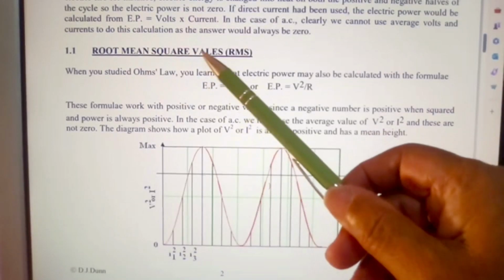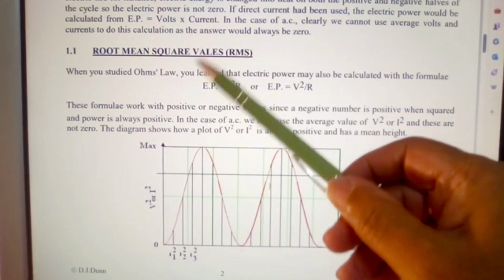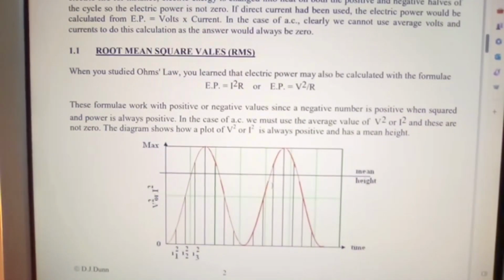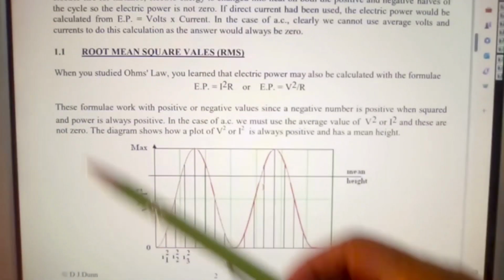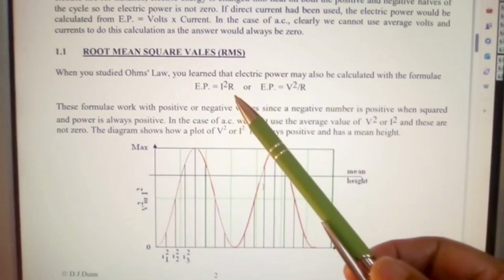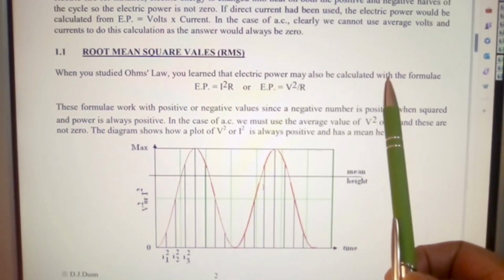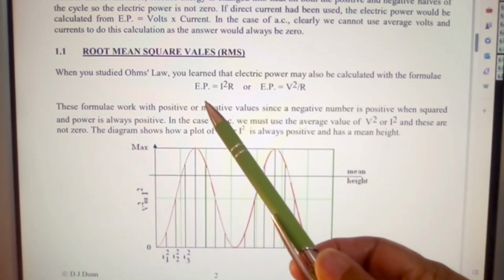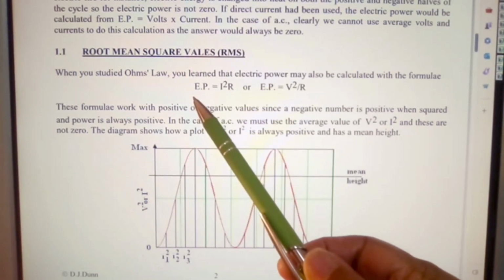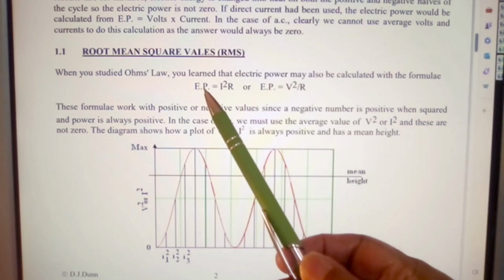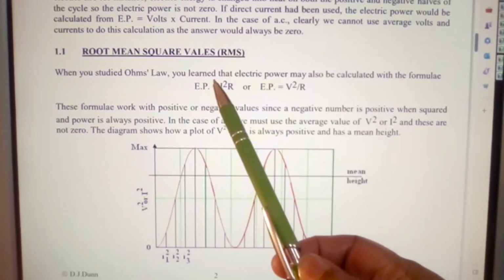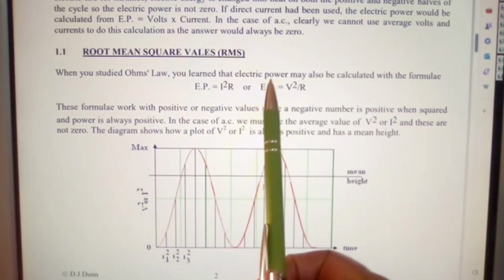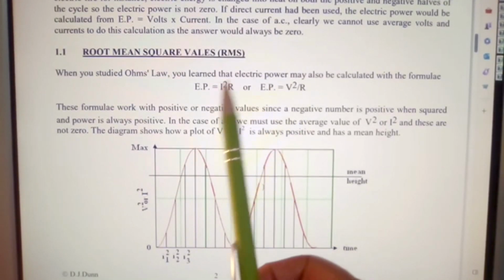Root mean square values. Now that's values, okay? It's not vales. Values. Root mean square values, RMS. When you studied Ohm's law, you learned that electric power may also be calculated with the formulae EP equals I squared R, or EP, electric power, equals V squared over R.